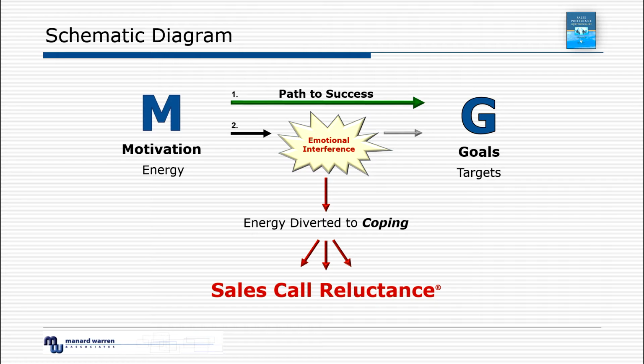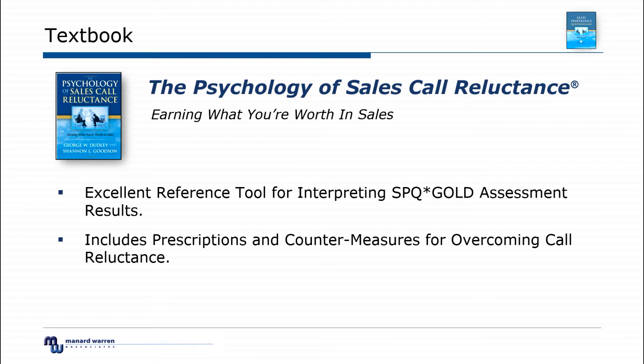If you look at your M score, which on your profile is prospecting motivation, and you find that your score is in the yellow or red, my advice would be, first of all, read about it in the Psychology of Call Reluctance textbook. Read about how motivation is constituted by not just the physical motivation that you bring to the job, but also the emotional motivation that you bring to the job. Read about that. See if you agree with it.